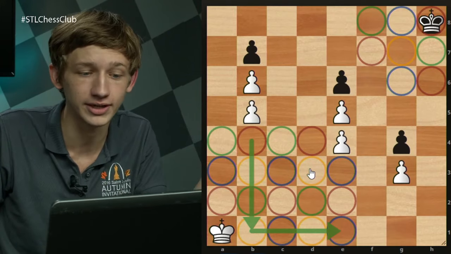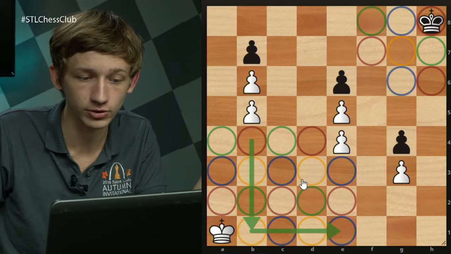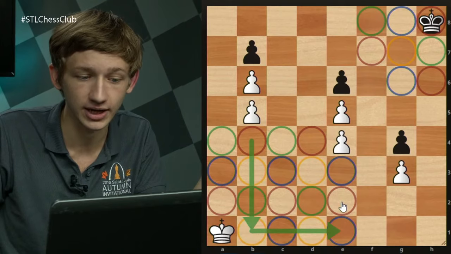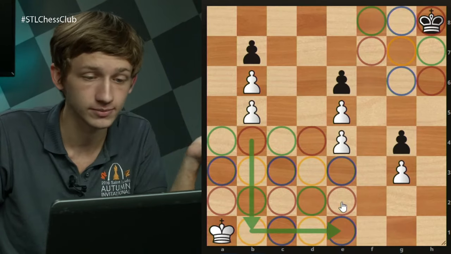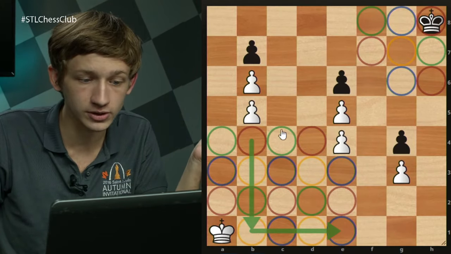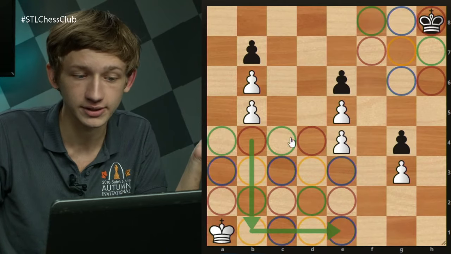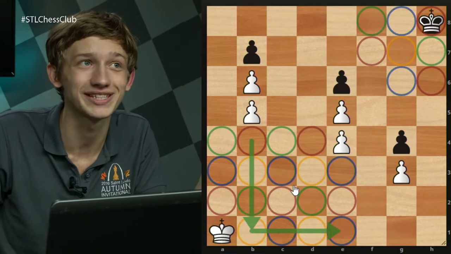So there are eight unique squares, one, two, three, and then four, five, six, seven, eight. All eight unique squares. So none of these squares correspond to any other squares in this eight square system.